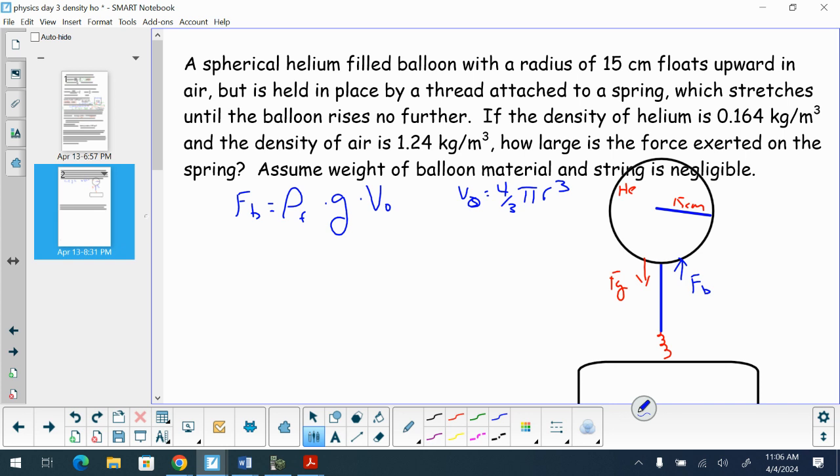Now what we have to make sure of though is we have densities that are in meters cubed and we have a radius that is in centimeters. So we need to convert centimeters into meters by dividing by 100. So we have 4/3 pi times 0.15 cubed.